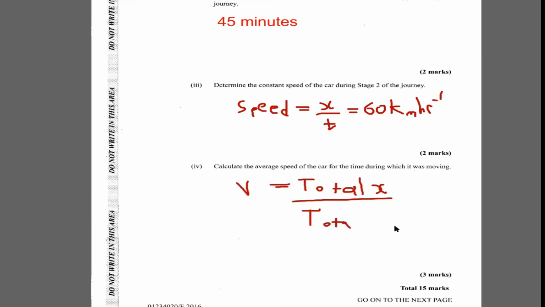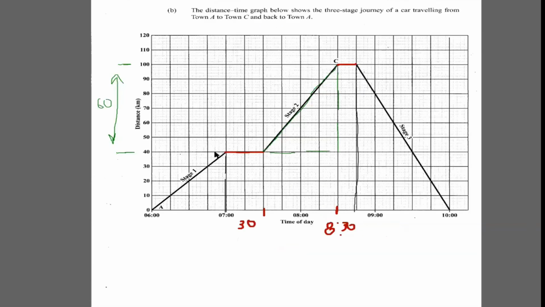The total distance covered is, as we clearly saw, 200 kilometers. That was the total distance covered. Let's find out the total time now. Total distance covered, as we can see, was 40 kilometers here. From here to here was 60. Then going back home, 100, 200.